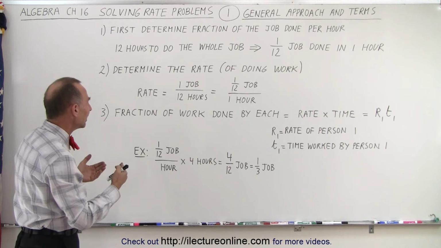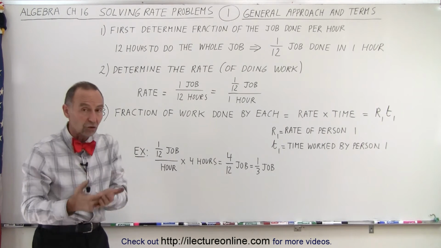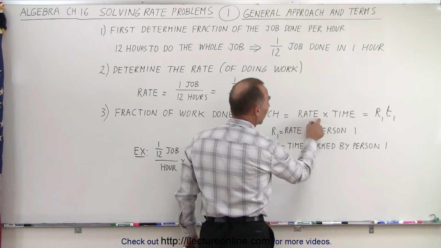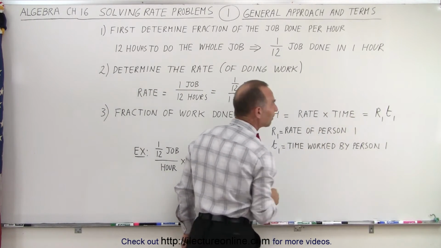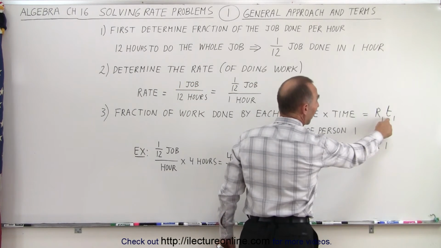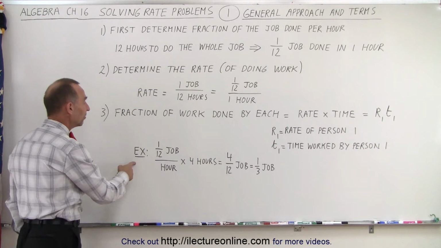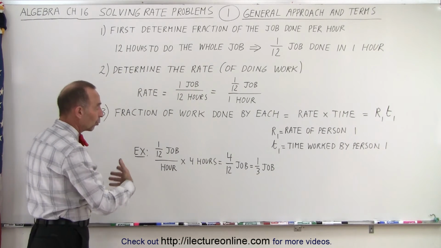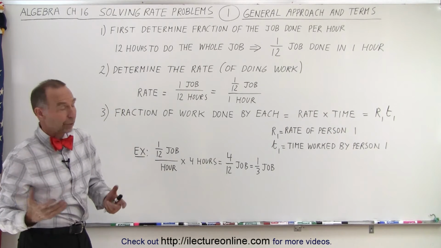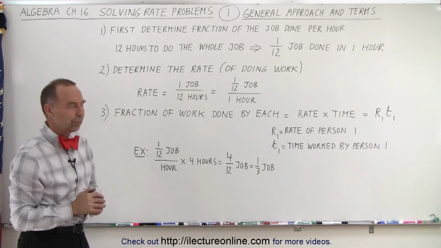And finally, the fraction of the work done by each person working on the job can simply be found by taking the rate of that person and multiplying times how much time that person spends on the job. In other words, the rate of person one times the time spent by person one. As an example, let's say that person one has a work rate of doing 1/12 of the job every hour. That means that the job can be done in 12 hours by that one person.